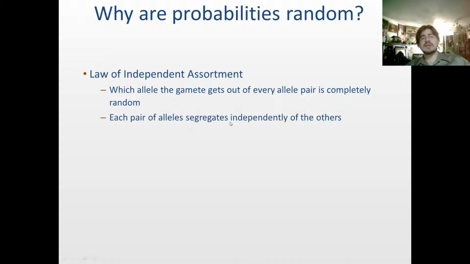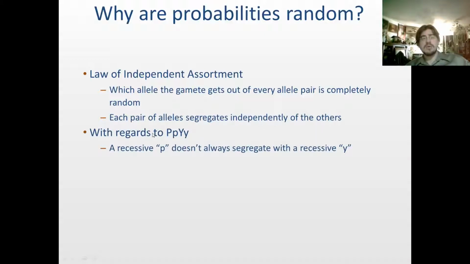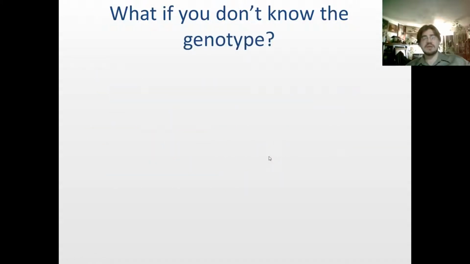Each pair of alleles segregates independently of the others. So with PPYY, flower color, seed color, a recessive p doesn't always segregate with a recessive y. You can get a recessive p with a dominant Y. So there we go. It could be this or this in our gamete. Remember, the gamete has only one allele of each character. So the alleles separate independently in the law of independent assortment. We'll kick back with how to figure out genotype if you don't know it.